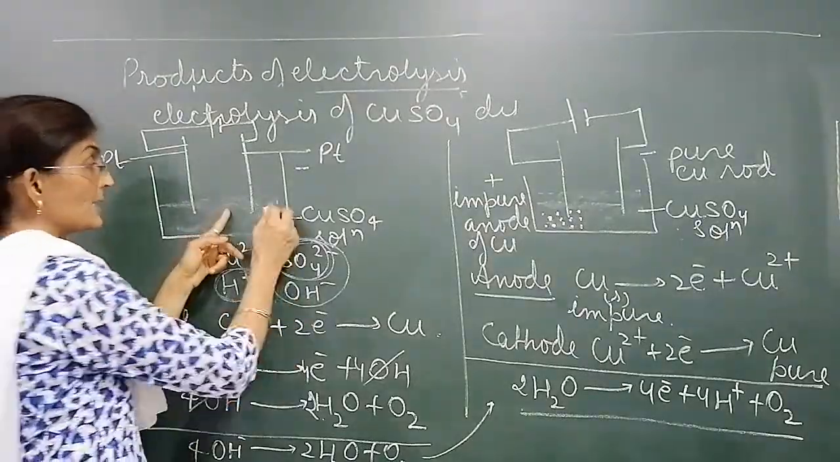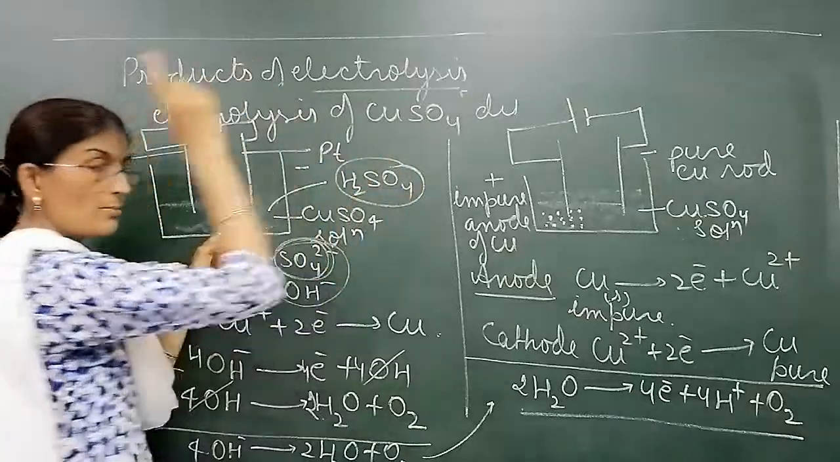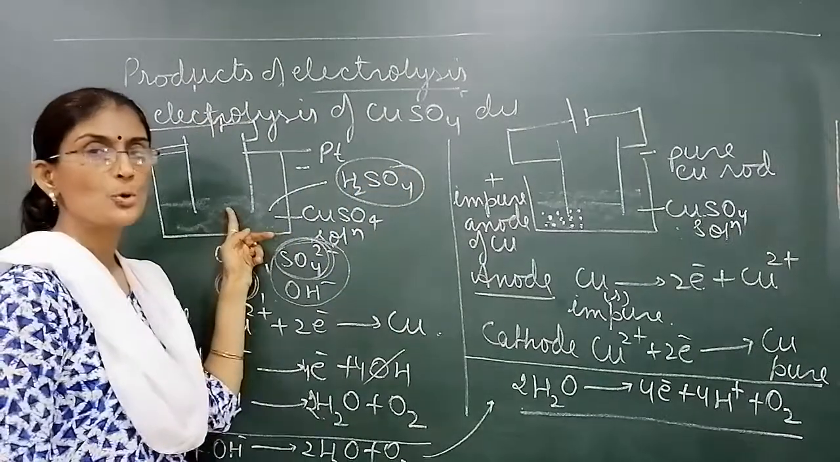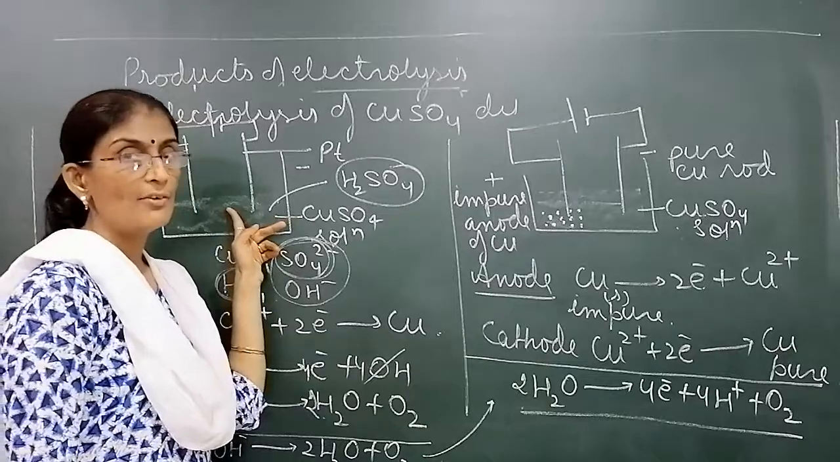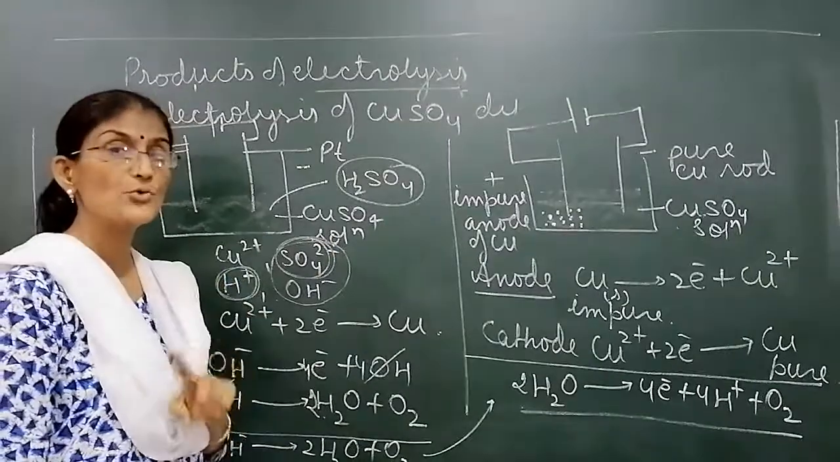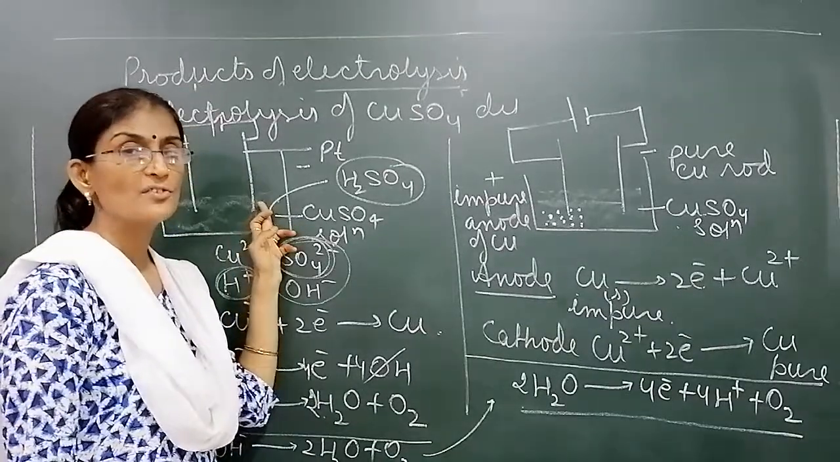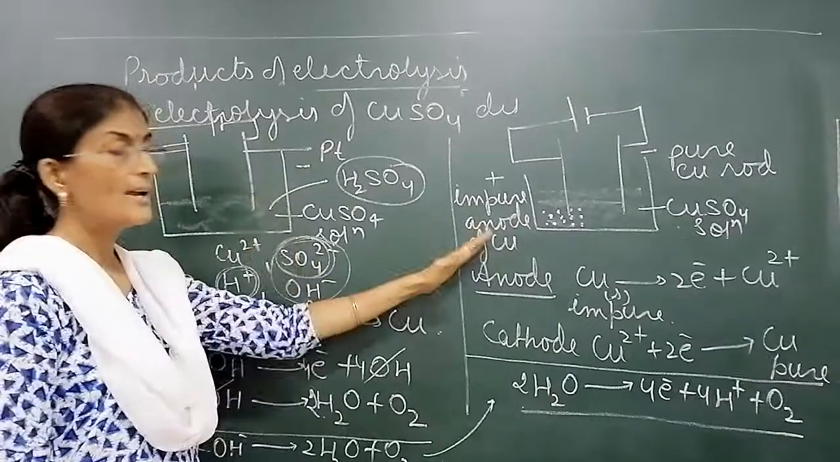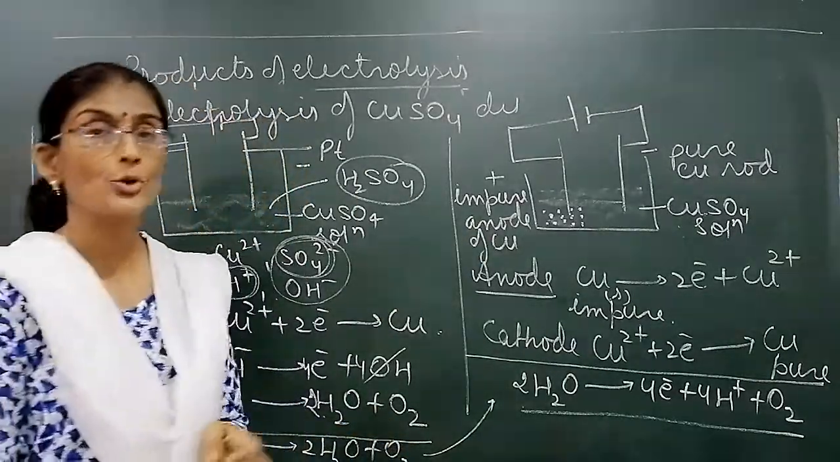So, in this beaker, H2SO4 will be produced. After electrolysis, the solution becomes acidic. Now, if you add phenolphthalein, there is no change in color, but the pH will decrease due to the increase in acidic character of the solution. So this way, the product of electrolysis depends on the nature of the electrode.